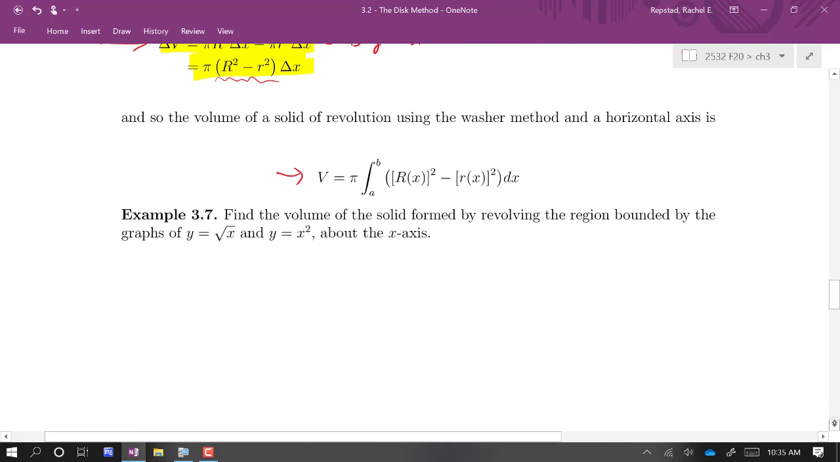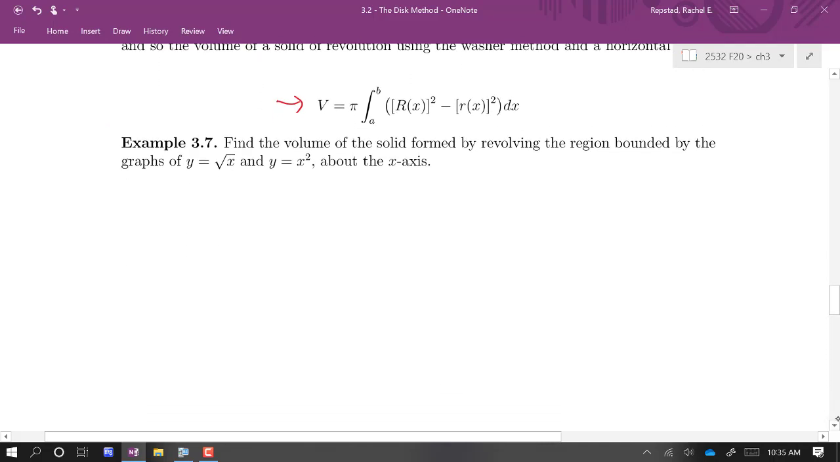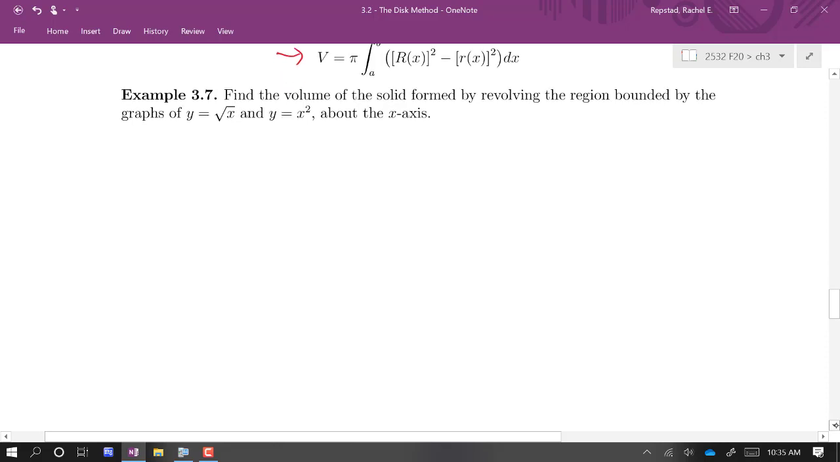So we're going to do an example here. We want to find the volume of the solid formed by revolving the region bounded by the graphs of y equals the square root of x and y equals x squared about the x-axis. Now they don't say this explicitly, but this is really just in the first quadrant. Y equals the square root of x doesn't exist in any other quadrants.